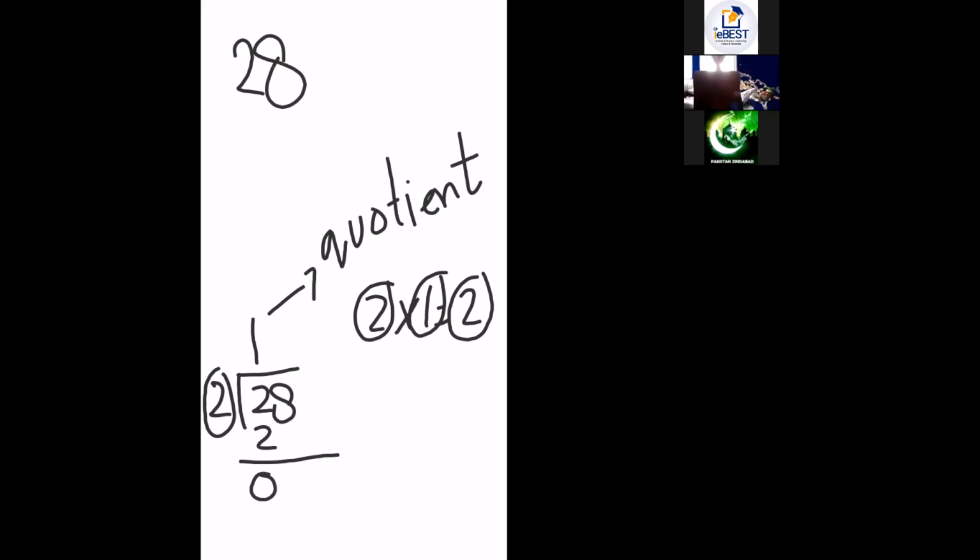Now what is the number left behind which we can further divide? See, 2 is done. So what comes after 2? What is the next number coming after 2?